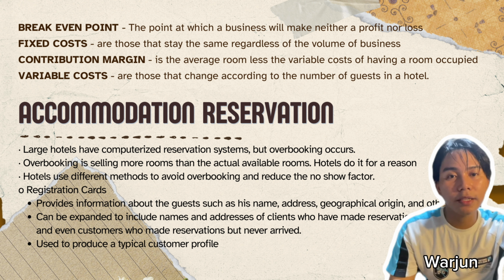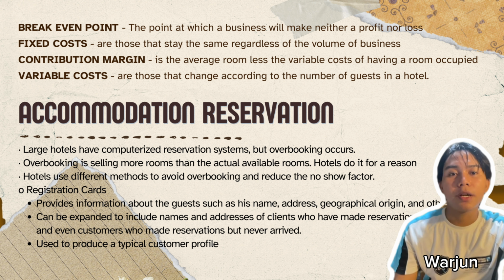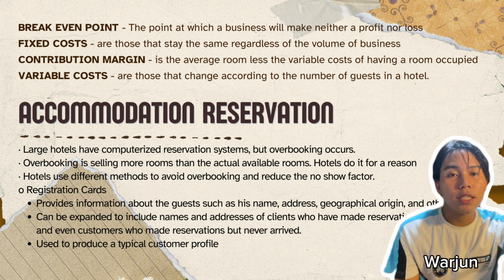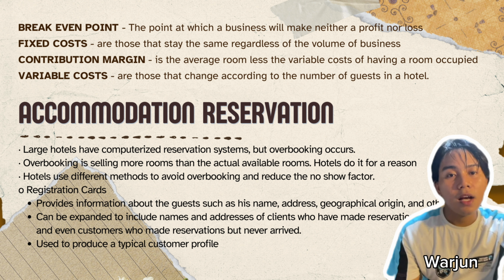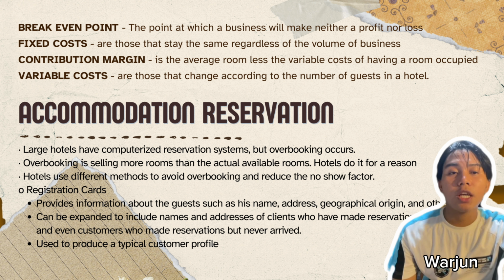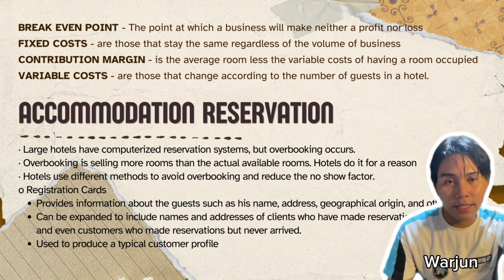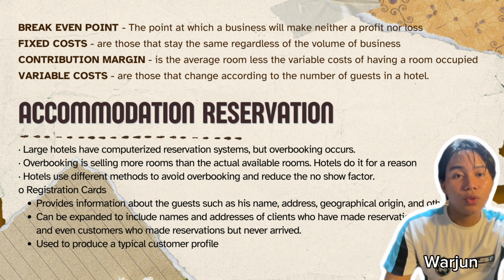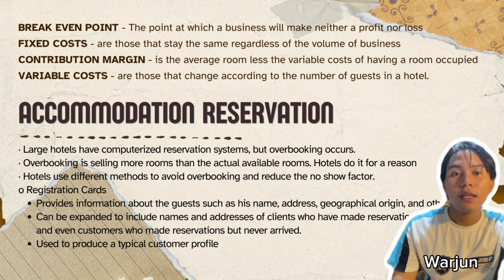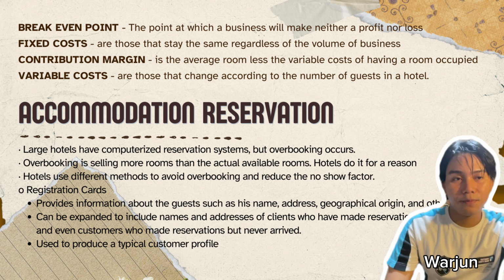And the third one is contribution margin. This is the difference between the selling price of the product or service and the variable cost associated with producing or providing it. It represents the portion of revenue that contributes to covering fixed costs and generating profit.